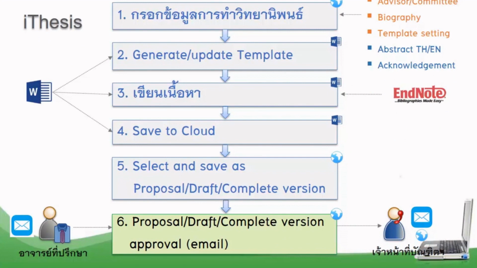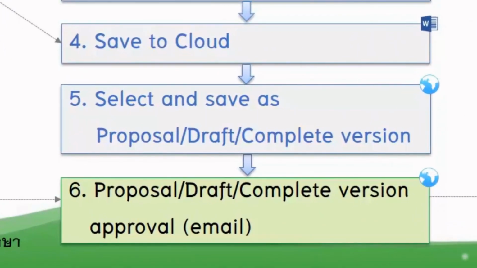Via the web portal, students can also run a plagiarism check and submit the proposal, draft, and complete version. After selecting and saving the proposal, draft, and complete version through the web portal, advisors will receive an email notification to review the submitted documents.